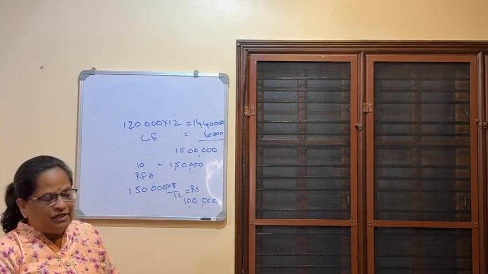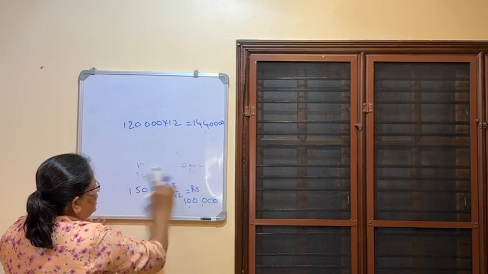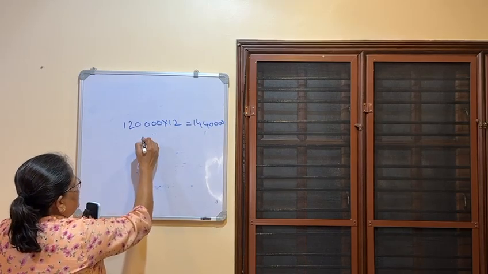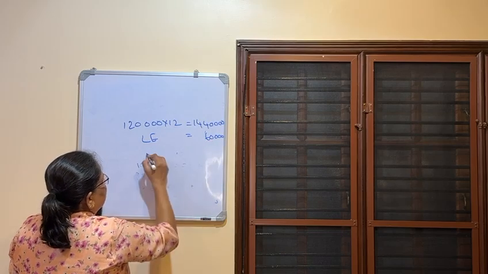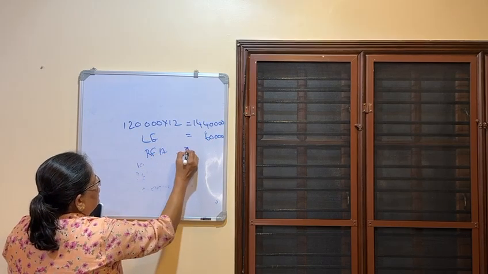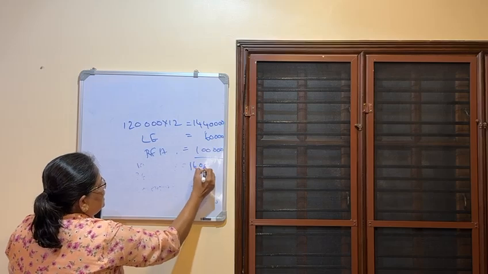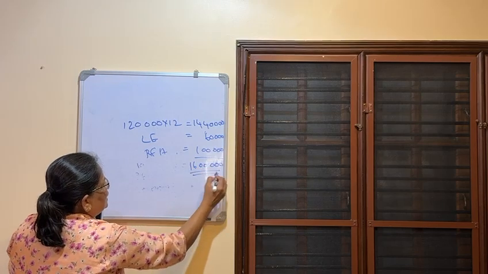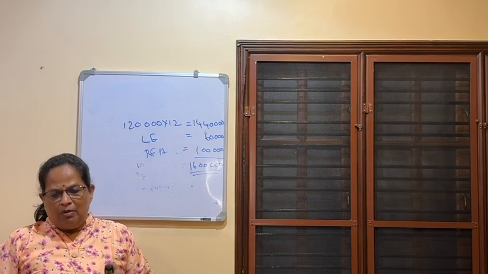Now gross salary is the question. So you have to write basic salary 14,40,000, leave encashment 60,000 and RFA 1 lakh. So the gross salary is 16 lakhs. Now next question, problem 3.